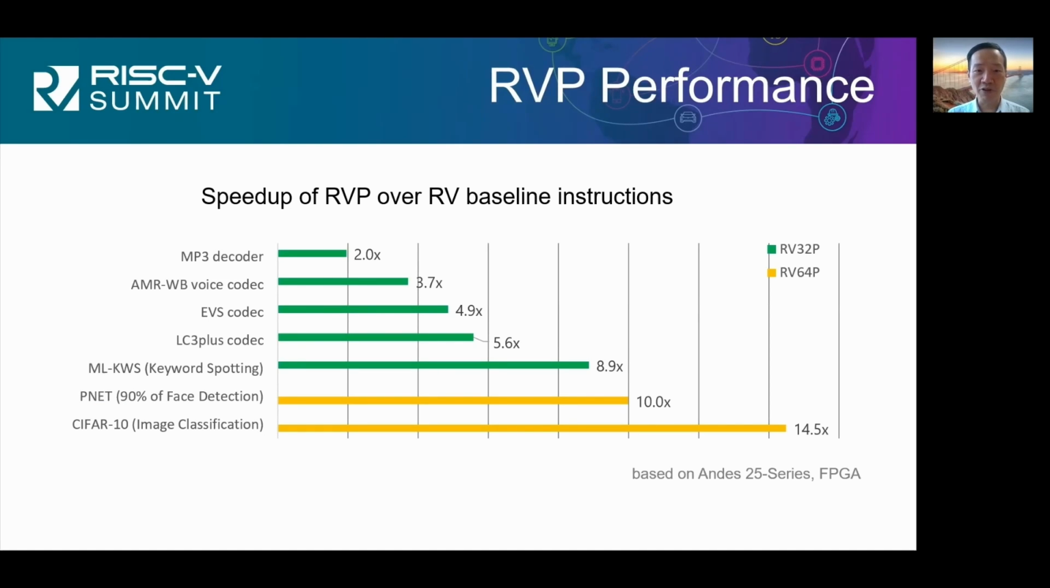In terms of performance, RVP in signal processing does perform better than RISC-V baseline instructions, and here are some experimental results from RVP versus RISC-V baseline instructions, and we can see it can be as large as 14 times better than baseline RISC-V instructions.